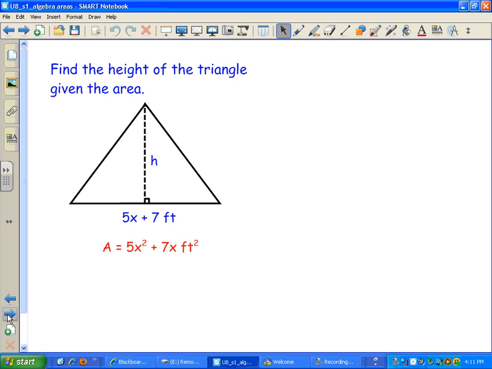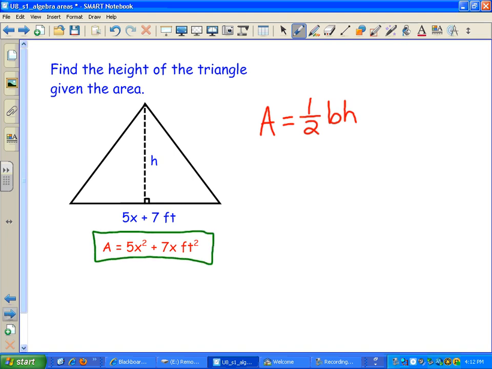Given the area, we have to find the height of the triangle. Let's first recall what our formula for area of a triangle is. Area is equal to 1/2 base times height. Now that we have our formula, let's fill in our variables. A is 5x squared plus 7x, so I'm going to replace A with 5x squared plus 7x equals 1/2.